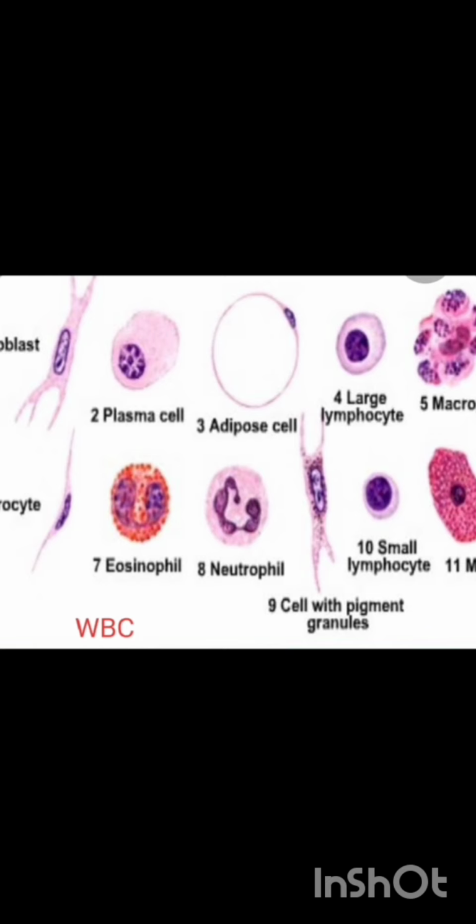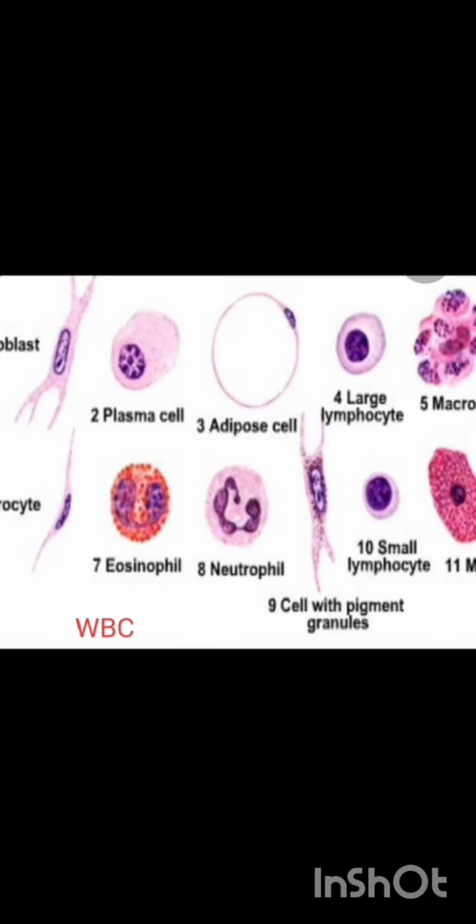Okay. Next, blood platelets. They are minute, unnucleate, fragile fragments of giant bone marrow cells called megakaryocytes. They play an important role in the blood clotting mechanism.